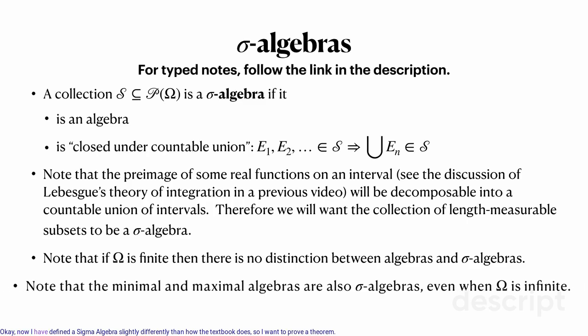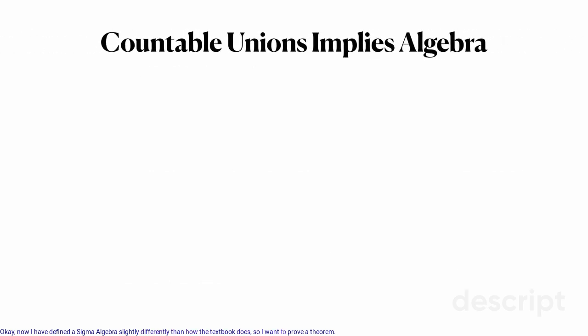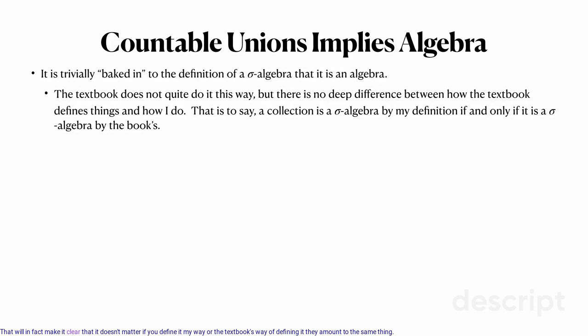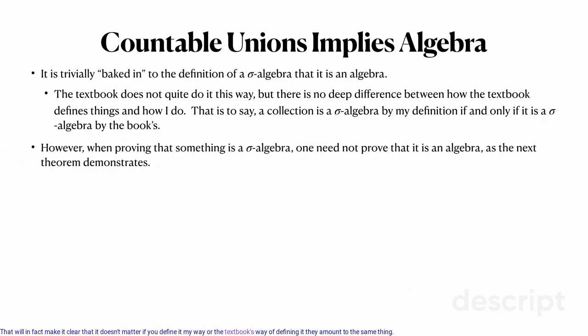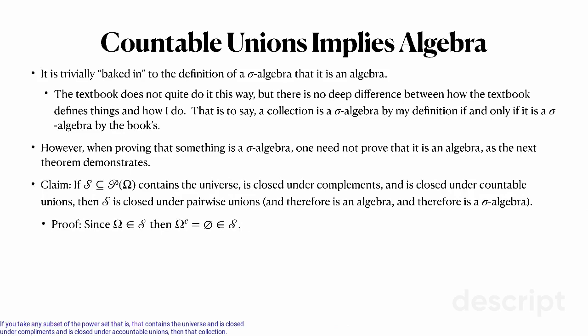Okay. Now, I have defined a sigma algebra slightly differently than how the textbook does. So I want to prove a theorem that will, in fact, make it clear that it doesn't matter if you define it my way or the textbook's way of defining it, they amount to the same thing. So here's the claim that I'm going to prove. If you take any subset of the power set that contains the universe and is closed under complements and is closed under countable unions, then that collection is automatically closed also under pairwise unions. And therefore, the collection is an algebra, and therefore the collection is a sigma algebra.